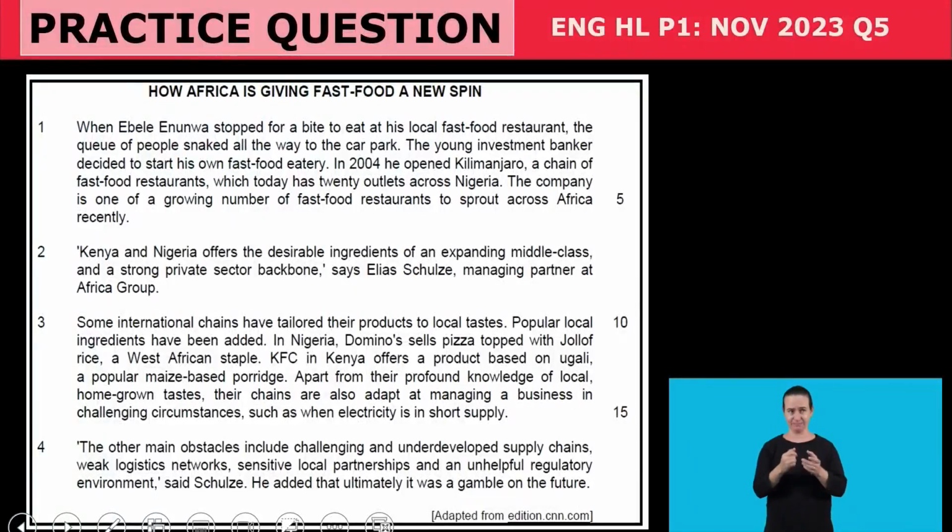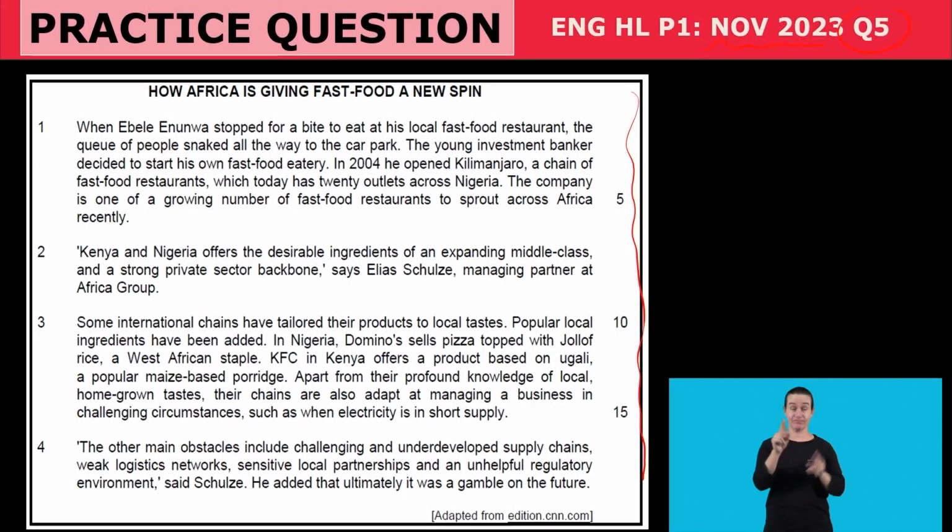Let's jump right in. The first question we're going to look at is from November 2023 and it's question 5. Now, because this is on using language correctly, we don't have to read the entire text before we start answering questions. My advice would be to skim over the text to get a general idea of what it's about.